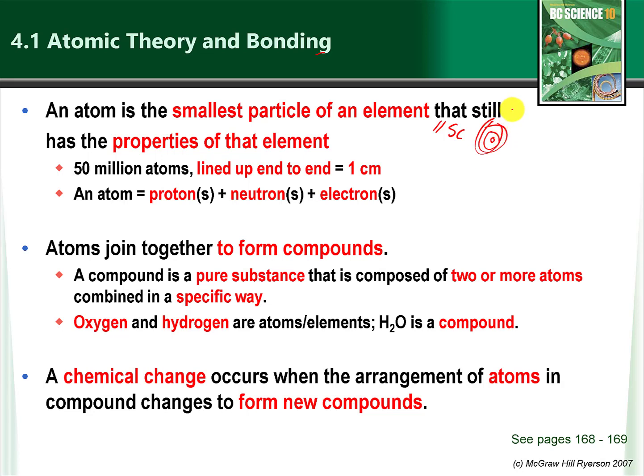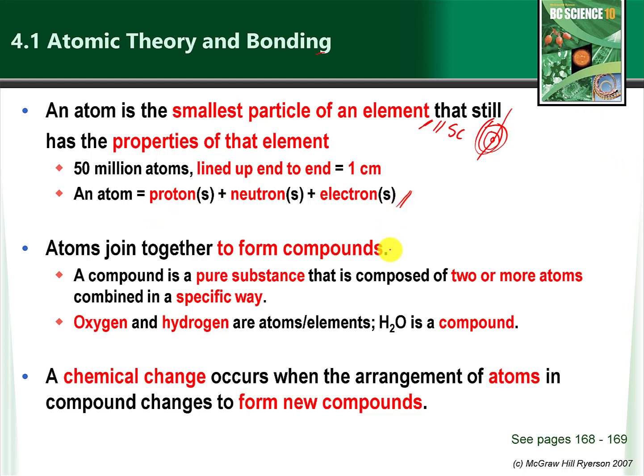all that, and if we cut that in half, it just breaks apart into neutrons, protons, and electrons, and it's not an element anymore. And the size of atoms are really tiny. You have to have about 50 million of them to make 1 centimeter. So about 5 million will be the width, the diameter of your hair. Okay, and atoms are made up of protons, neutrons, and electrons.